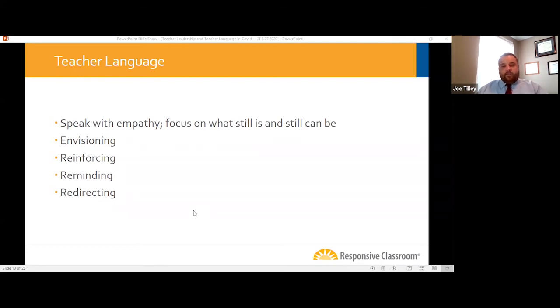And then redirecting language. I want to say a couple of things about redirecting language that I think is going to be particularly important for this new environment. I think we need to consider redirecting as whole group. And so if you're noticing that several of your students have turned off their camera, then it might sound something like, during this portion of math, we have our cameras on. That might be the redirecting language that you use.